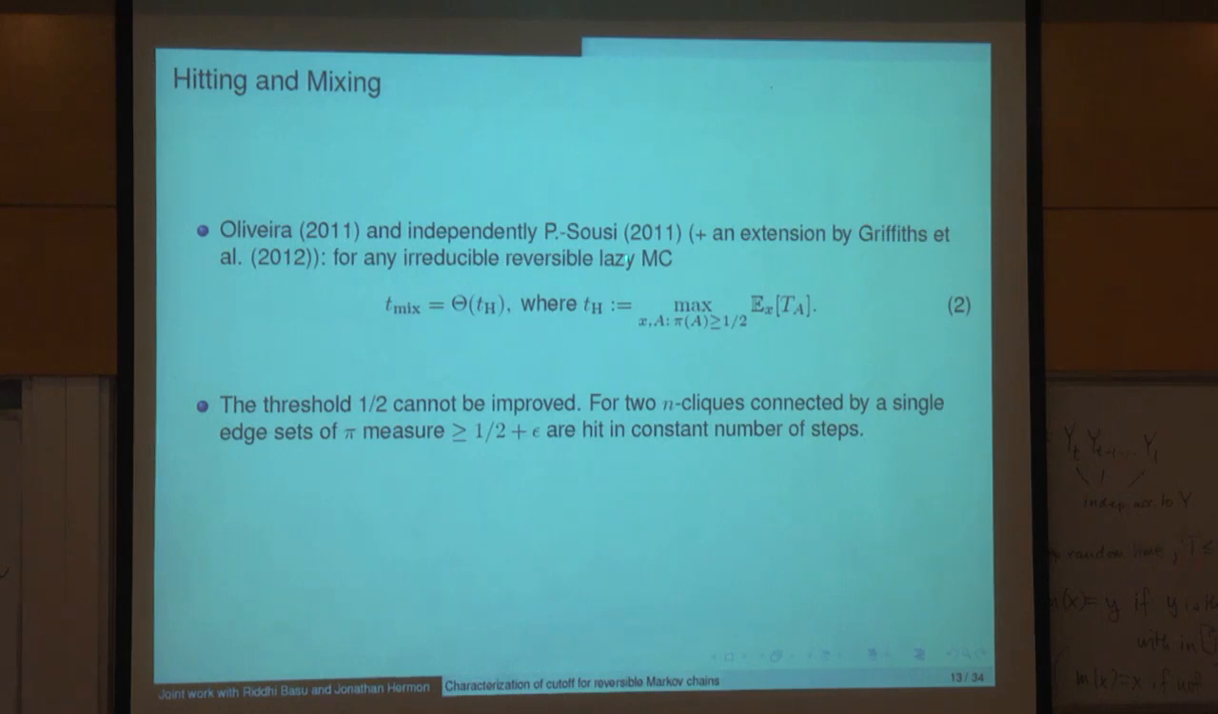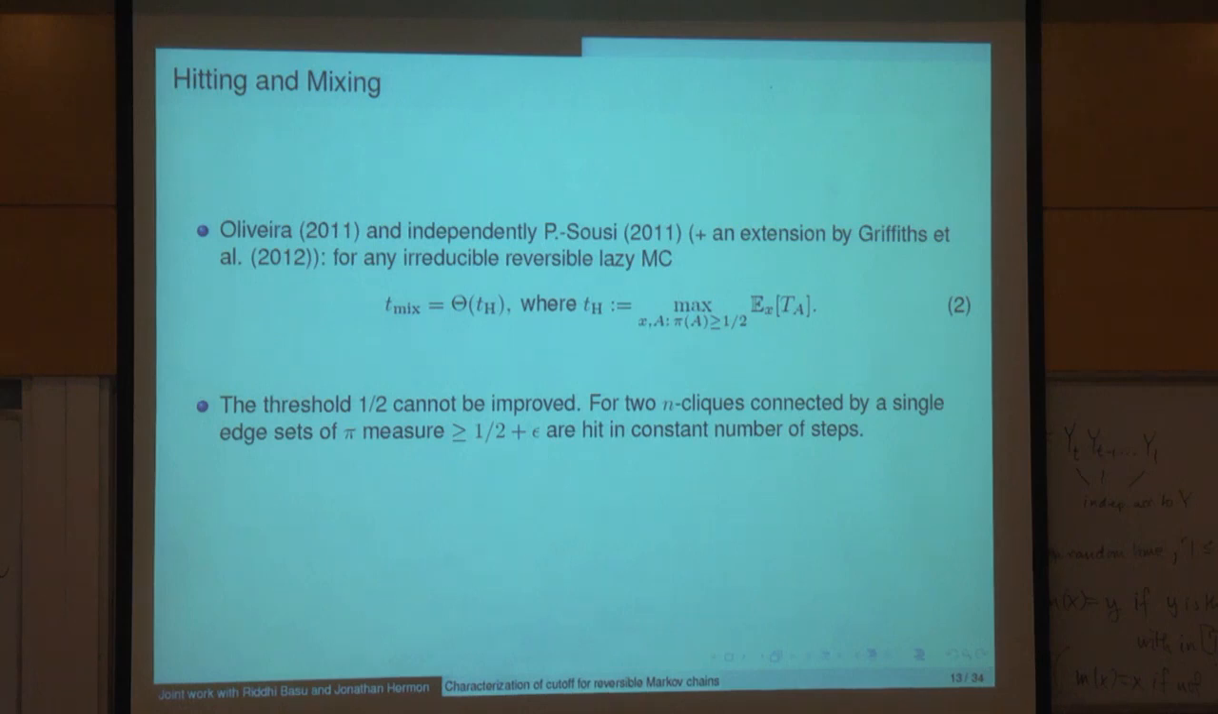So recall the theorem that Perla explained: the mixing time up to constant is t_H, where t_H is the maximum over all sets of measure at least a half of the hitting time of the set. She explained it with 1/8 here, but it's true with any threshold which is at most a half. And as she also told you, the threshold a half can't be improved in general. So this is an equivalence up to constant, and here we'd like to sharpen it.